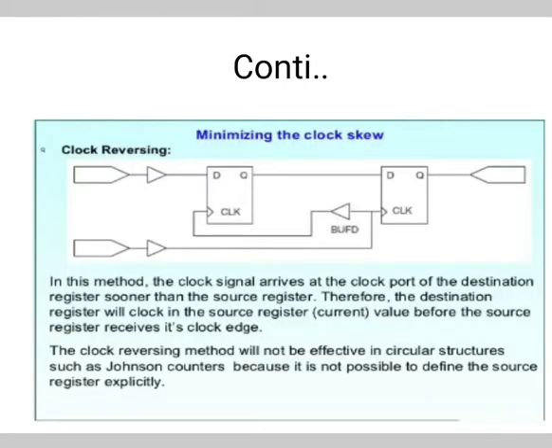Then clock reversing. In this method, the clock signal arrives at the clock port of the destination register sooner than the source register. Therefore, the destination register will clock in the source register value before the source register receives its clock edge. So the clock reversing method will not be effective in circular structures such as Johnson counters, because it is not possible to define the source register explicitly.